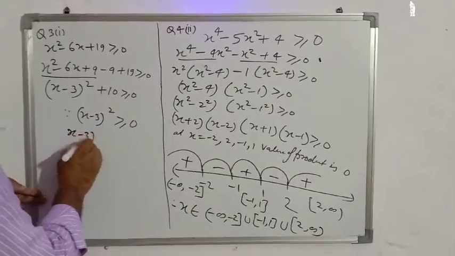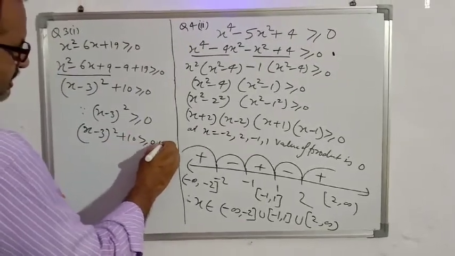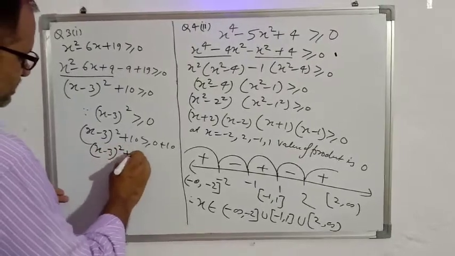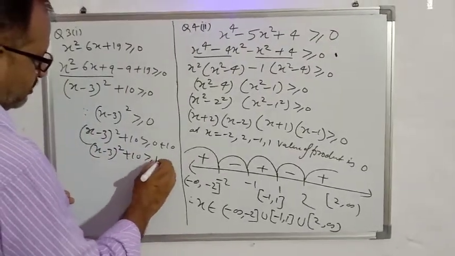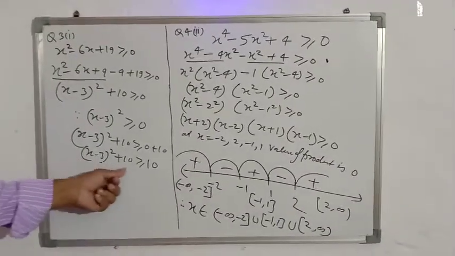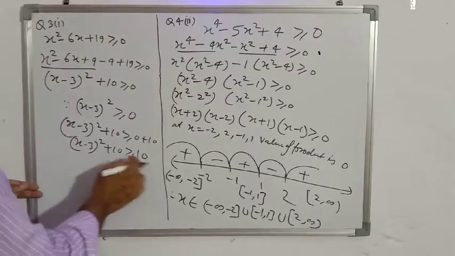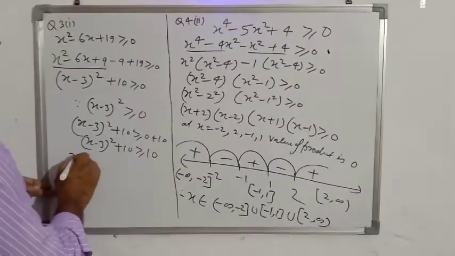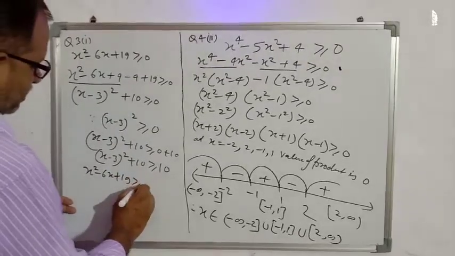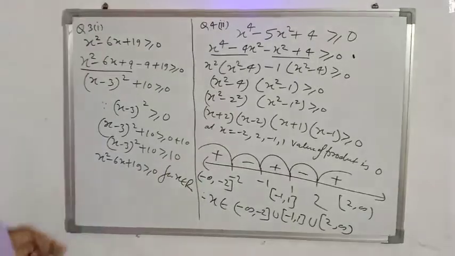So (x minus 3) whole square, if we add 10 on both the sides, we will get (x minus 3) whole square plus 10 greater or equal to 10. So it is true for all the real numbers. So x square minus 6x plus 19 greater or equal to 0 for all x belongs to real.